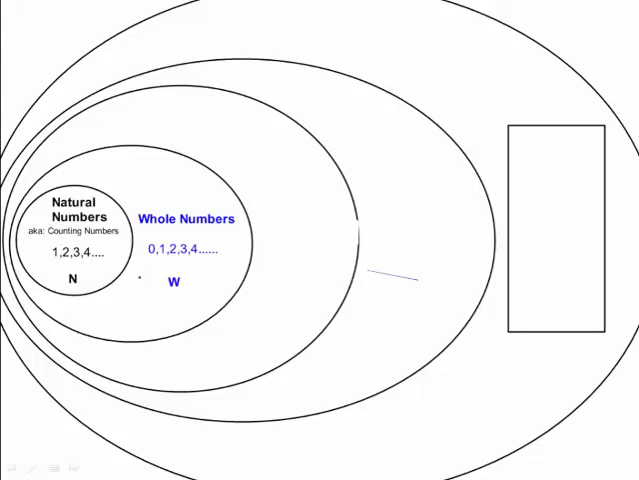Now you can see the natural numbers fit inside the whole numbers, and the whole numbers fit inside the integers. And these are all of the whole numbers and their opposites. So we have all of the positive numbers and all of the negative numbers. Again, though, no fractions or decimals. And integers are symbolized with a bolded capital Z.